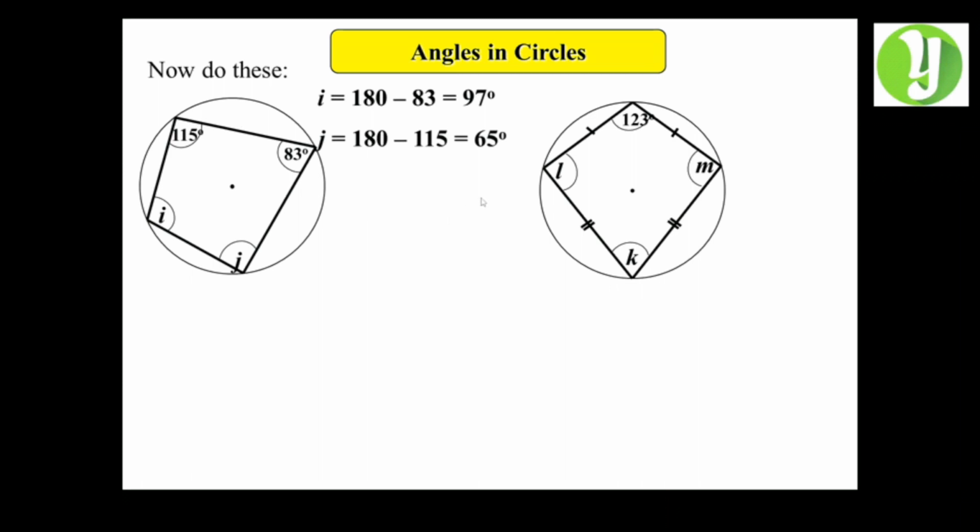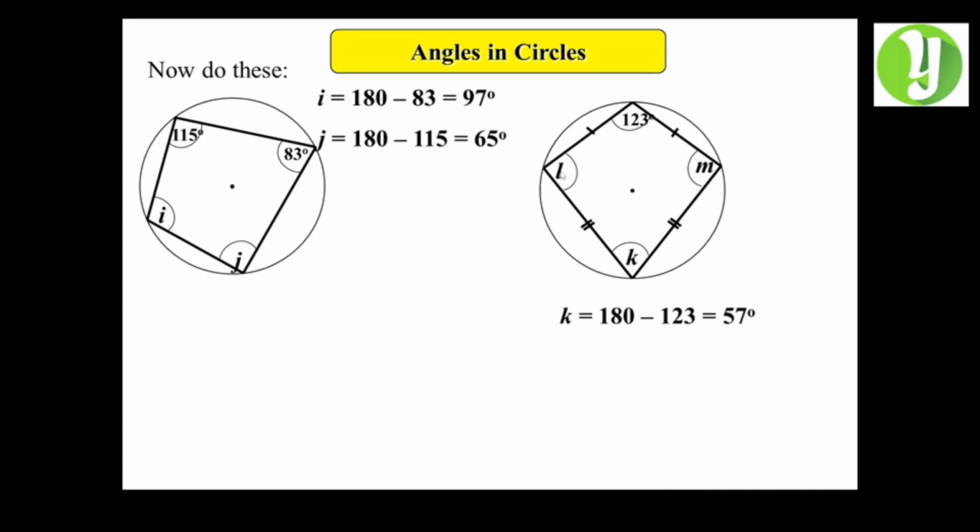Now the second shape: we have a kite inside the circle, because the property name is cyclic quadrilateral, meaning a circle with a quadrilateral shape inside. In that part, the 123 angle is given and K is the missing angle. So when we add these 2 angles, their sum is 180 degrees. If I subtract 123 from 180, it's 57. So my K is 57.